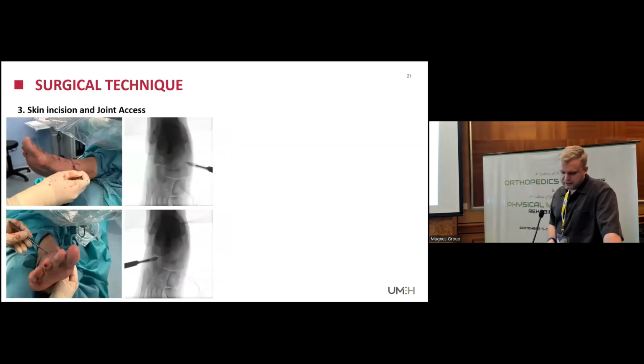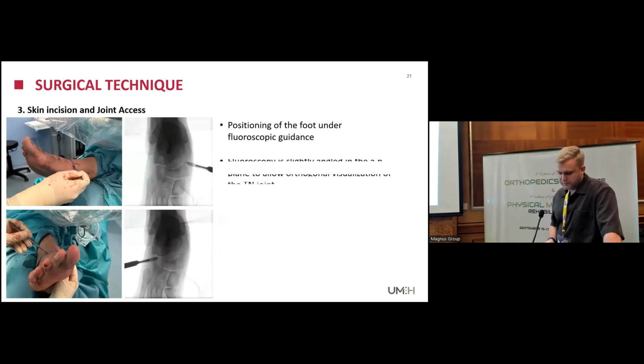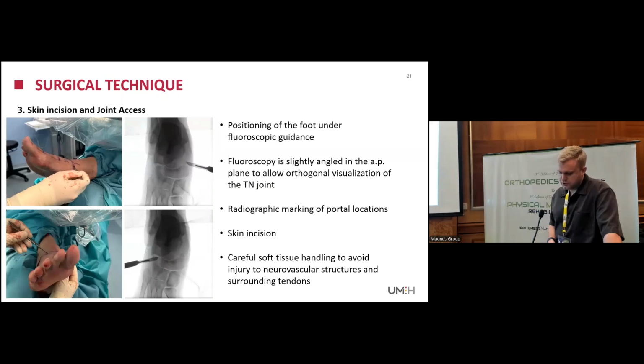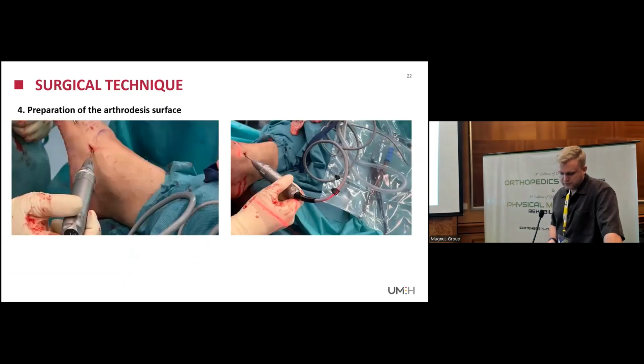After that, you do your skin incision and joint access. You have to position your X-ray, because you need to guide the borer afterwards. Radiographic marking of the portal locations as marked anatomically before, and then you do your skin incision and carefully handle the soft tissue to avoid injury of neurovascular structures.